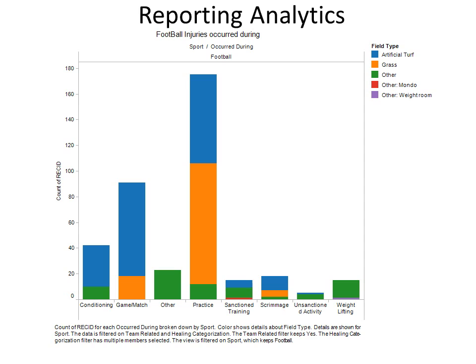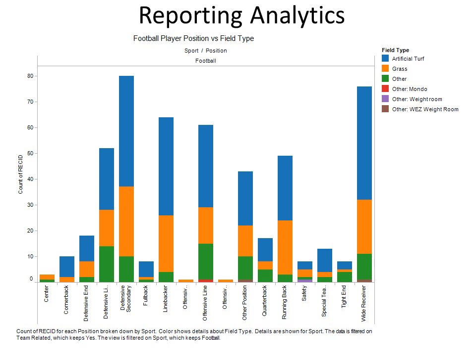This visualization talks about the injuries that occurred during conditioning, game match, practice, sanction training, etc. It also brings in the field type on which the players were playing. So during the practice, it is observed that majority of injuries have occurred on the grass field type.